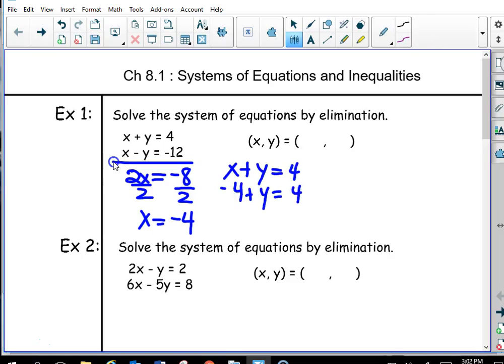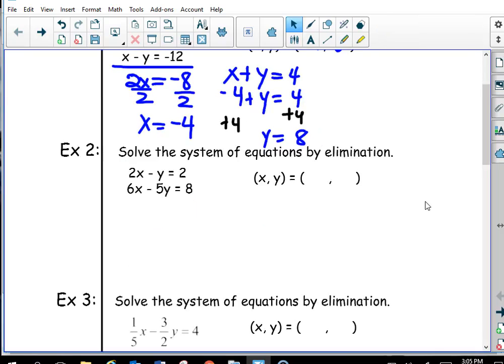And solve. Looks like y equals 8. You can check these if you like. I guess if I put that in and got an error, I'd probably go back and check. But you don't need to. They don't ask. On to example 2.